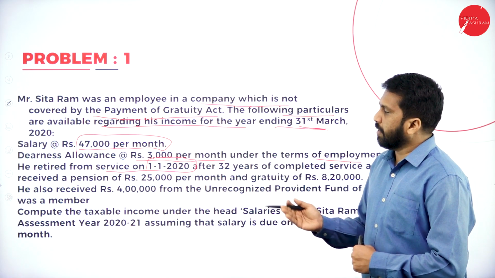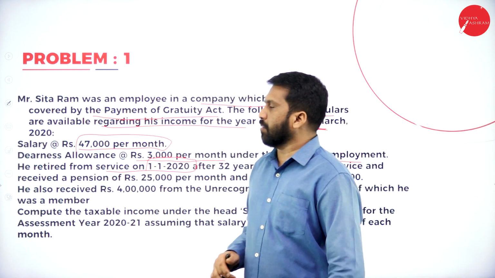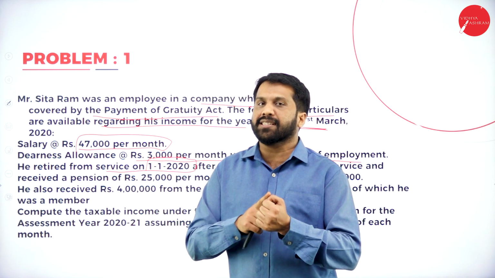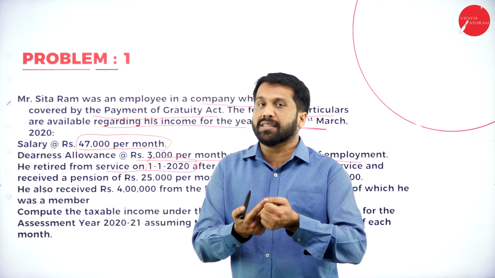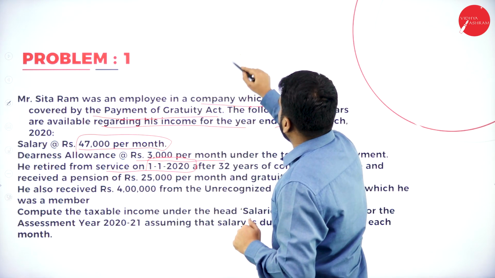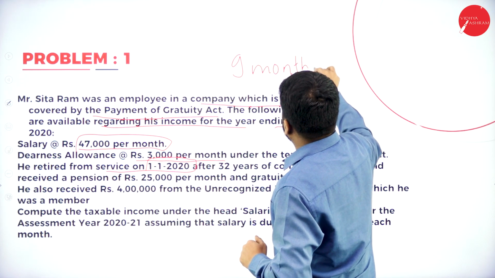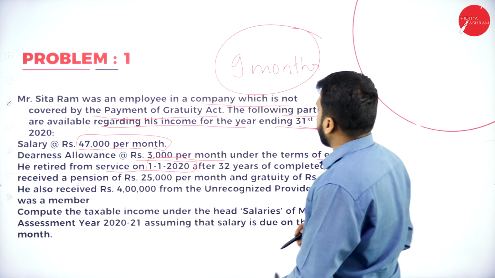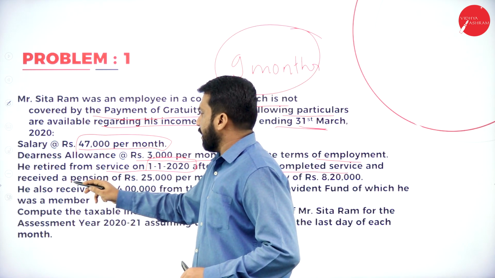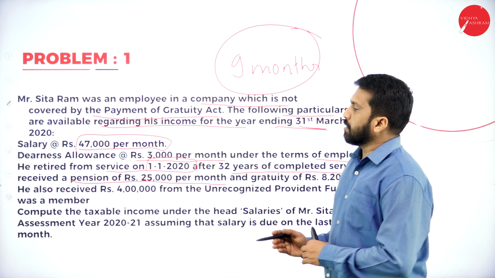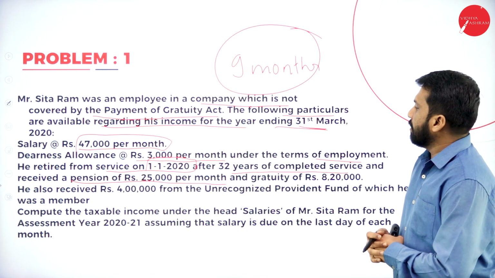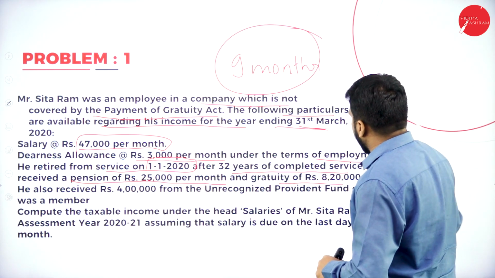How many months did he work? If it starts from April, May, June, July, August, September, October, November, December, and January 1st he left, it means he worked for 9 months. After 32 years of completed service, he received a pension of 25,000 per month. So his recent salary will be what? He was getting 25,000 per month as his pension, and gratuity of 8,20,000.